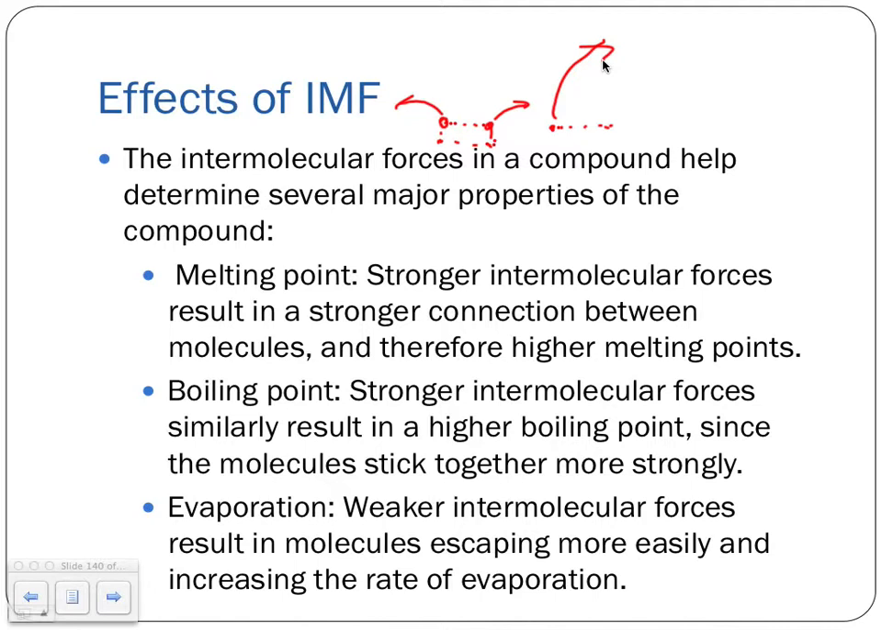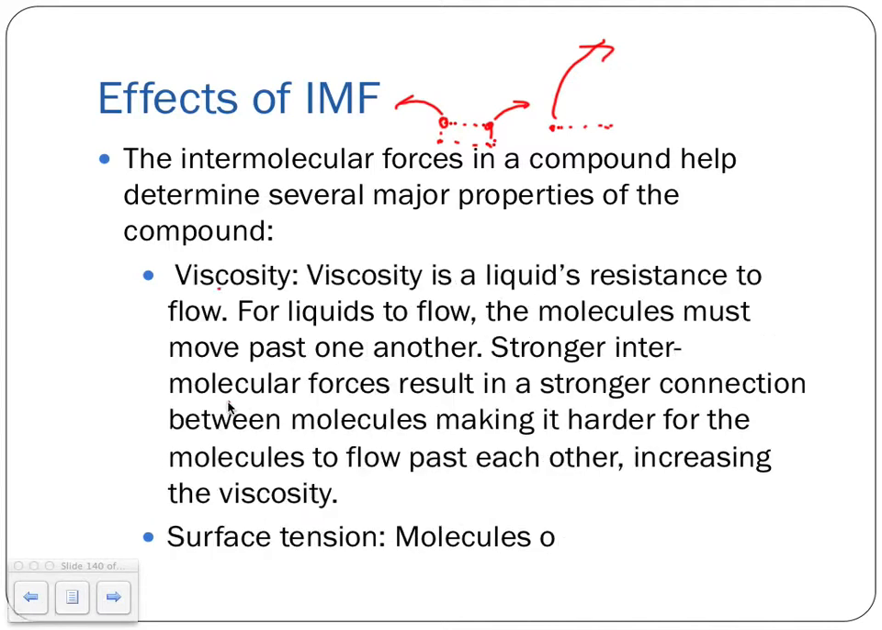Next one, evaporation. Weaker intermolecular forces result in molecules escaping more easily and increasing the rate of evaporation. So if you figured out that one of two substances has weaker intermolecular forces, you'd also figure it would evaporate faster if it's a liquid. In addition, the one with weaker intermolecular forces would have a lower melting point and a lower boiling point.